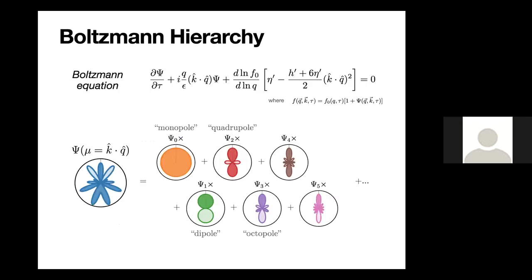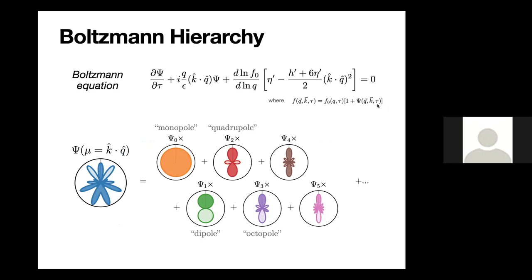And then what about Boltzmann hierarchy? Boltzmann hierarchy actually comes from casting the Boltzmann equation into multiple forms. So here, what I'm showing is the Boltzmann equation. And psi here is the perturbation around the equilibrium distribution function. In the neutrino case, it's the Fermi-Dirac distribution function.